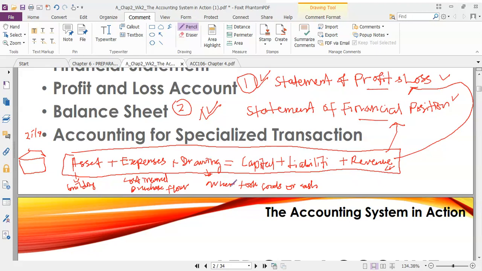Okay, so owner boleh ambil barang, boleh je ambil cash, tapi dengan syarat mesti record the transaction, and then the name of the transaction we call it as drawing. Okay, drawing ni dia akan appear dekat dalam statement of financial position. Can you understand or not? What is drawing? Class? Yes, very good.